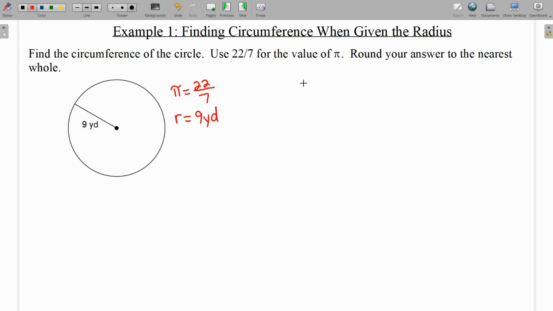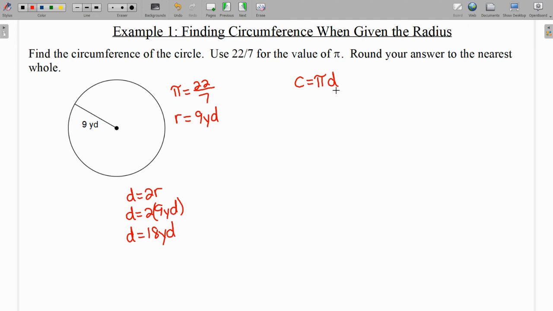That's going to be 9 yards. Now, our formula that we're going to use to find circumference is that the circumference is equal to pi times diameter. So what we're going to have to do with this radius is convert it into a diameter. When you're converting a radius into the diameter, you're going to use a formula that says diameter is equal to 2 times r. So I'm going to say that d for the diameter is going to be equal to 2 times 9 yards. Now, whenever I multiply 2 times 9, that's going to give me 18 yards. So I'm going to get a diameter of that.